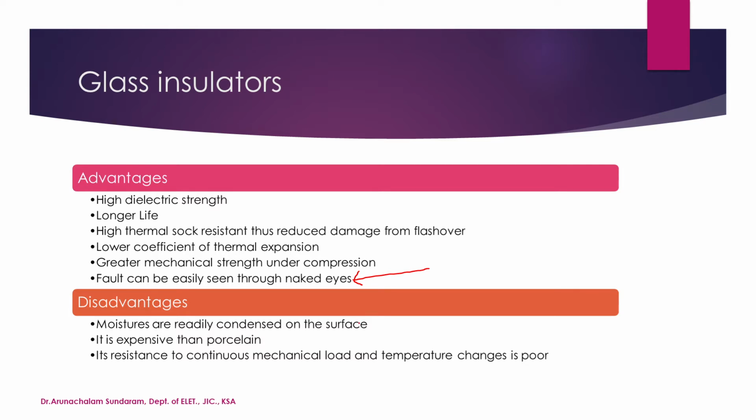But the disadvantage of glass is that it is more expensive than porcelain. So many prefer to use porcelain. Also, moisture, that means water content, condenses on the surface, and its resistance to mechanical load and temperature changes is poor. So these are the reasons why we prefer to use porcelain most of the time, even though glass has a high dielectric strength compared to porcelain.